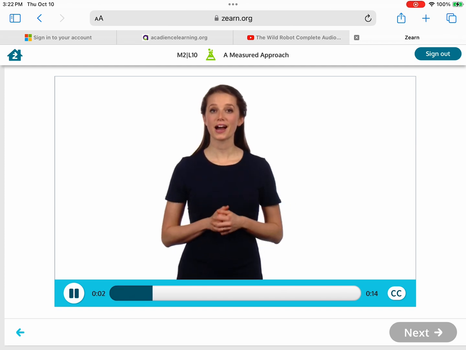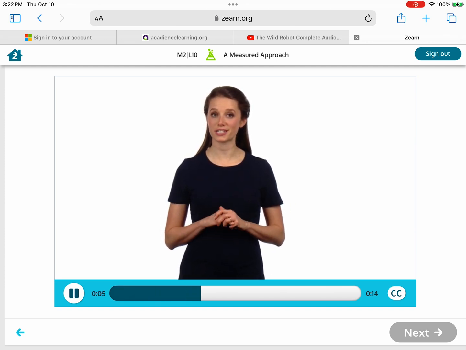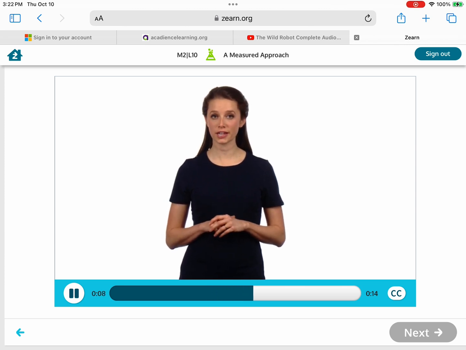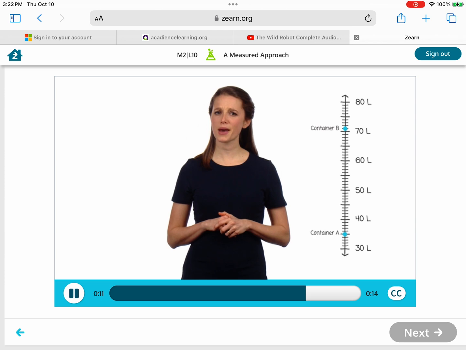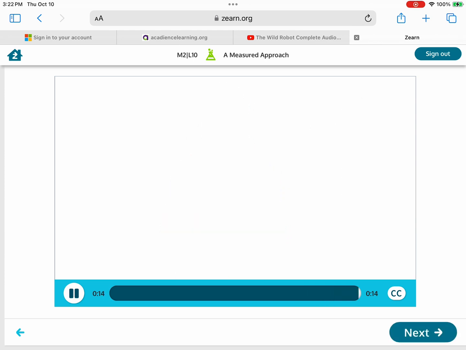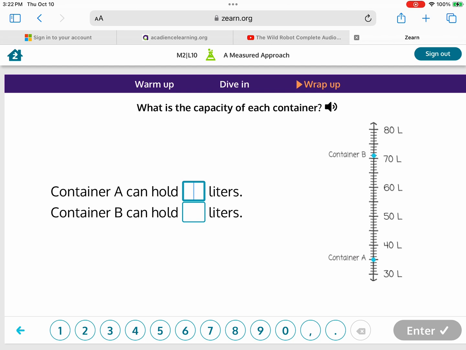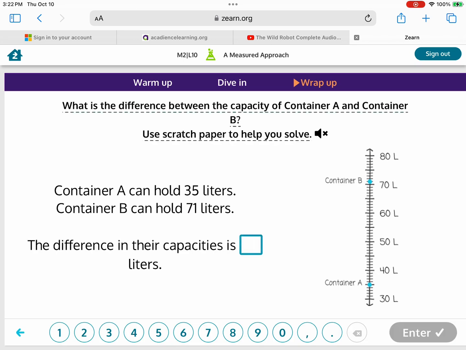It's time to wrap up. I'm going to do a science experiment using some other containers. I plotted the capacity of 2 containers on this number line. What is the capacity of each container? What is the difference between the capacity of container A and container B? Use scratch paper to help you solve.